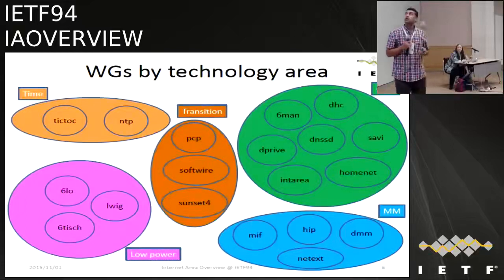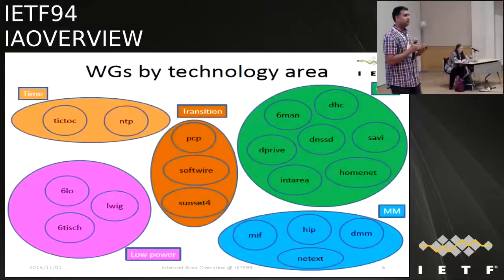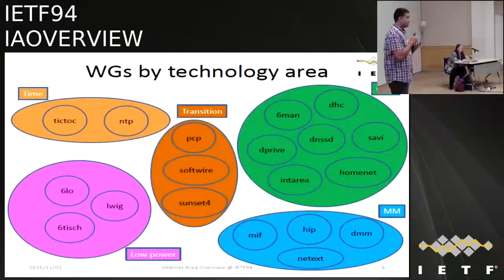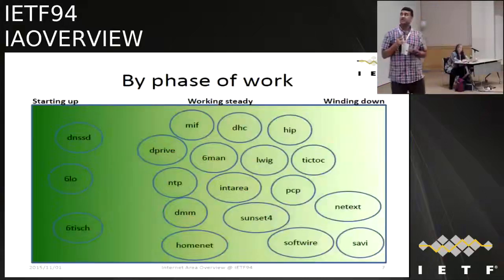And there's also the transition work, which is kind of twofold. First, how do we get V6 into people's networks? And following that, how do we get out V4? How do we gracefully transition out V4 and go into a V6-only network or provide V4 services over V6? That's a set of working groups too. Next slide. So that's one way of looking at stuff.